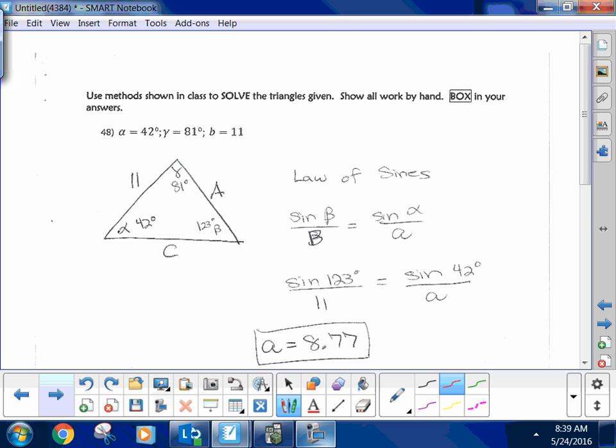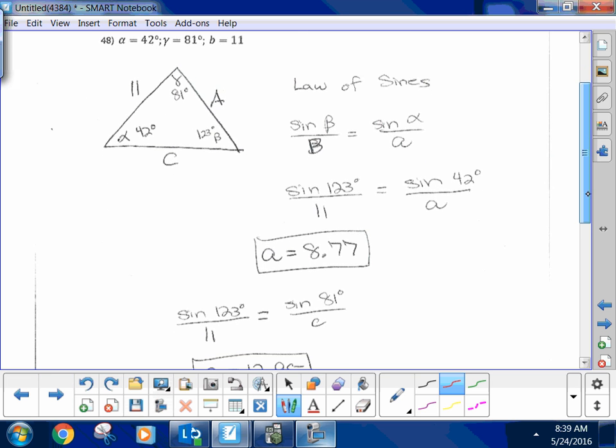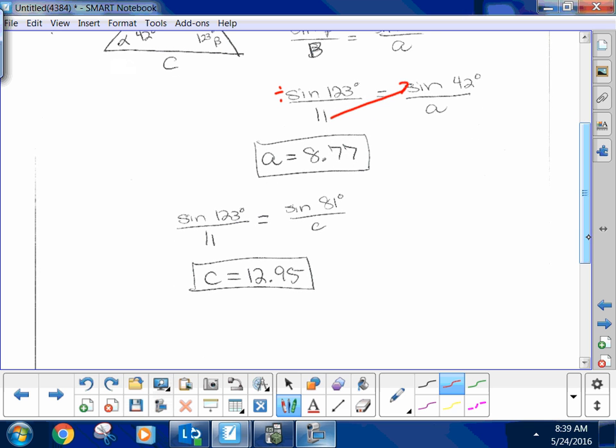This one, once I wrote down the given information, was law of sines. Now remember, you just cross multiply and divide. Cross multiply and then divide by this answer there. So it's very simple to do these. I love them. Easy to do. I found A and then I did it again. Let's see. Cross multiply and then divided by this one.